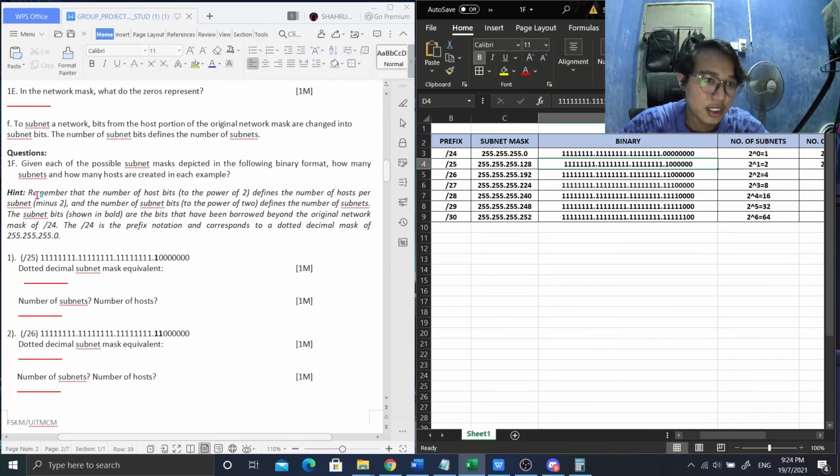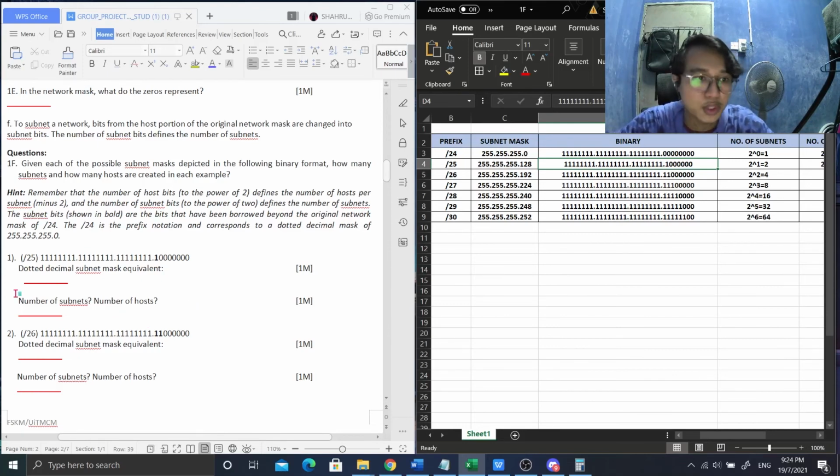As we can see, the hint is: remember that the number of host bits to the power of 2, minus 2, defines the number of hosts per subnet, and the number of subnet bits to the power of 2 defines the number of subnets. The subnet bits shown in bold are the bits that have been borrowed beyond the original network mask of /24. The /24 is the prefix notation and corresponds to a dotted decimal mask of 255.255.255.0.